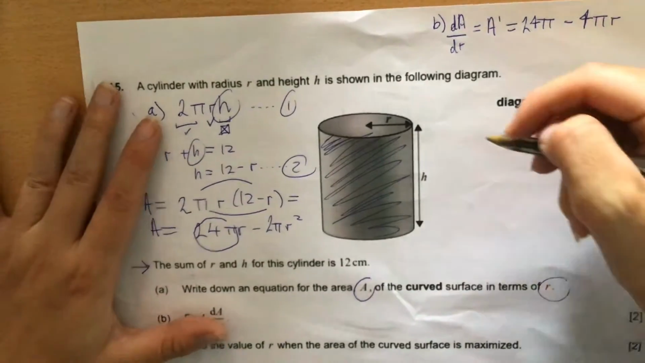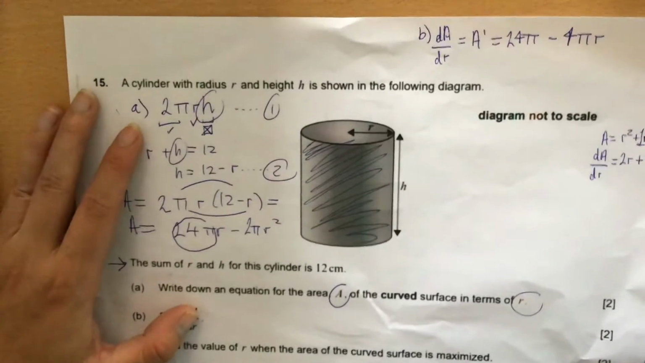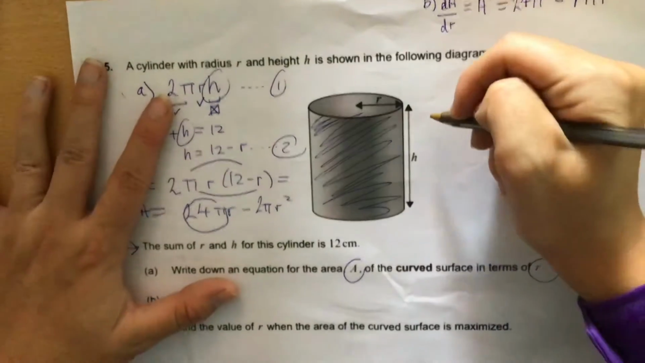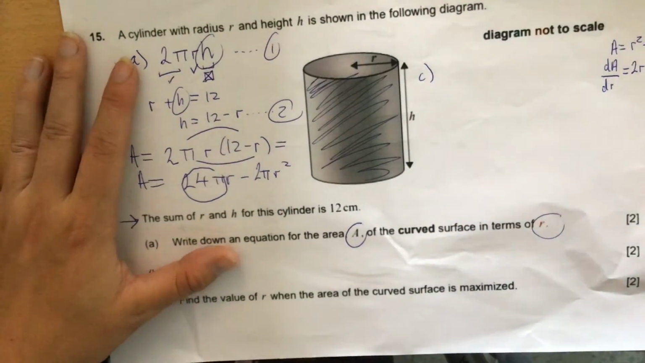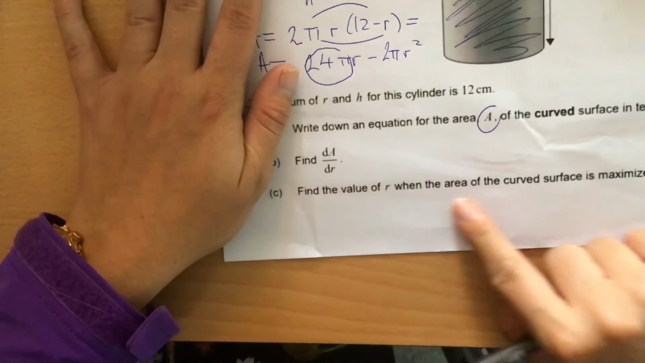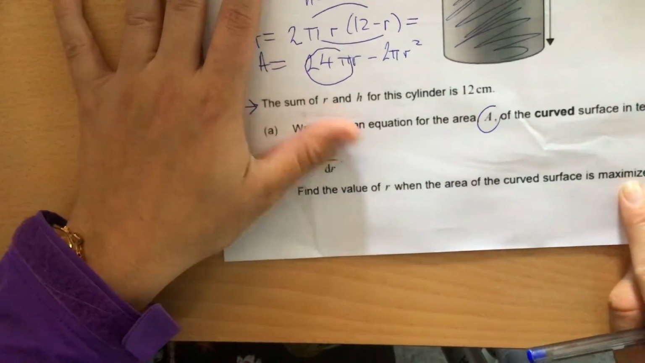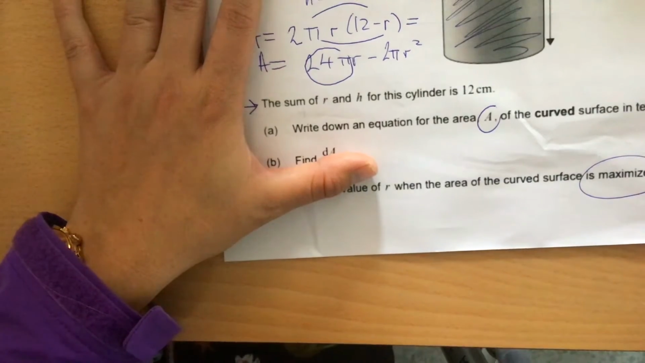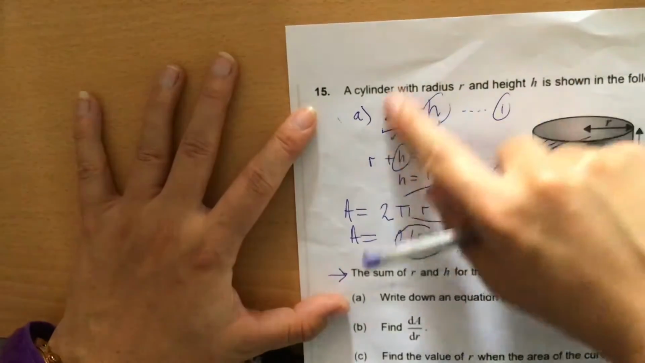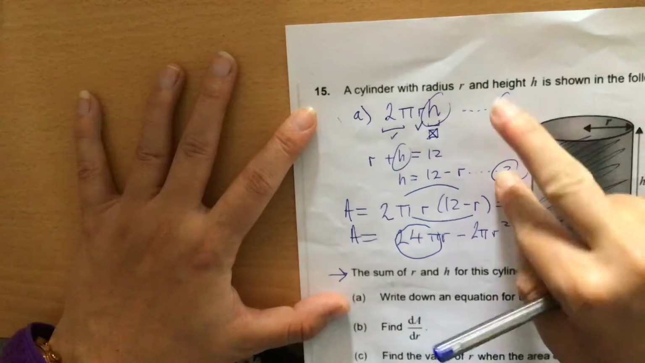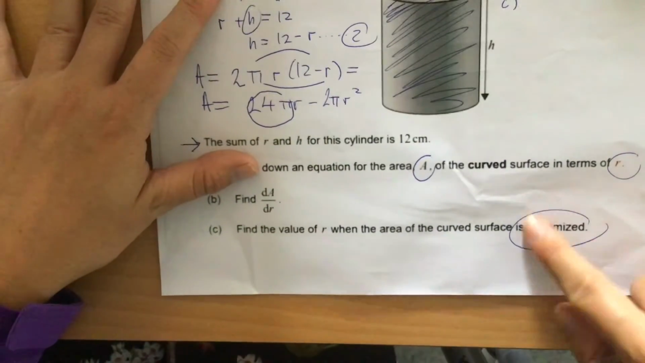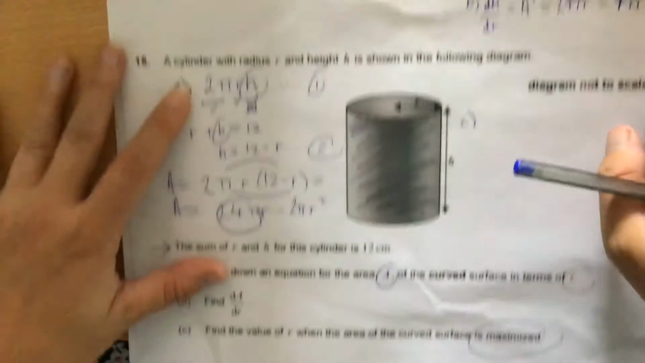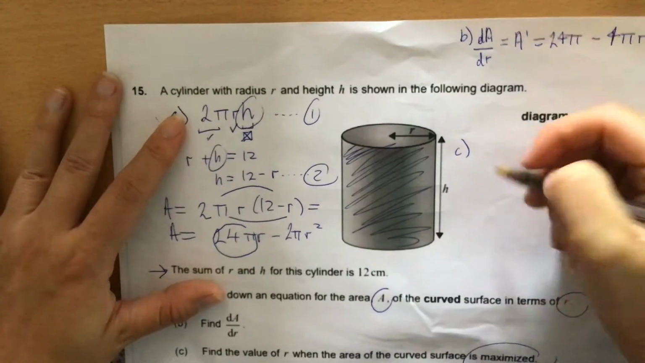Now we're going to go over part C. Now there are 3 separate methods for this. 1 manual method and 2 on the calculator. Let's go for the manual method. It says, find the value of r when the area of the curved surface is maximised. Now, if it ever asks you to maximise or minimise, what you need to do normally is set up an equation with another equation, substitute one into the other. You then will differentiate this function, and then for the step where it asks you to maximise or minimise, you need to set this differentiated equation equal to 0.